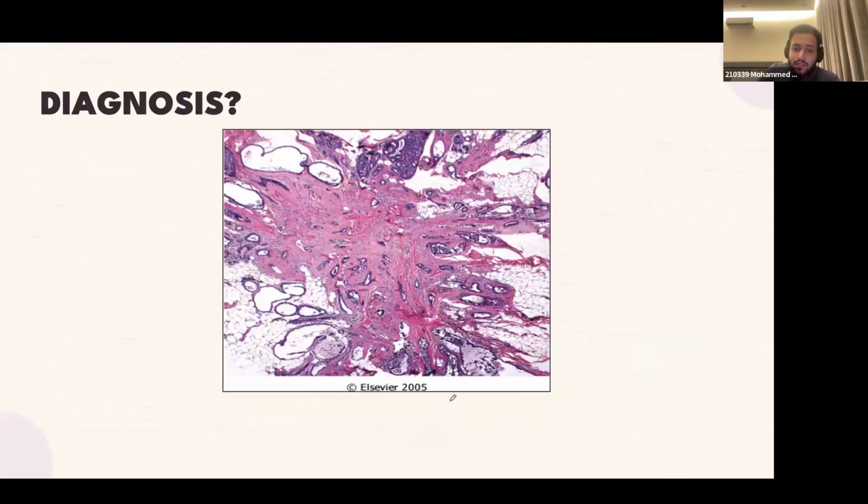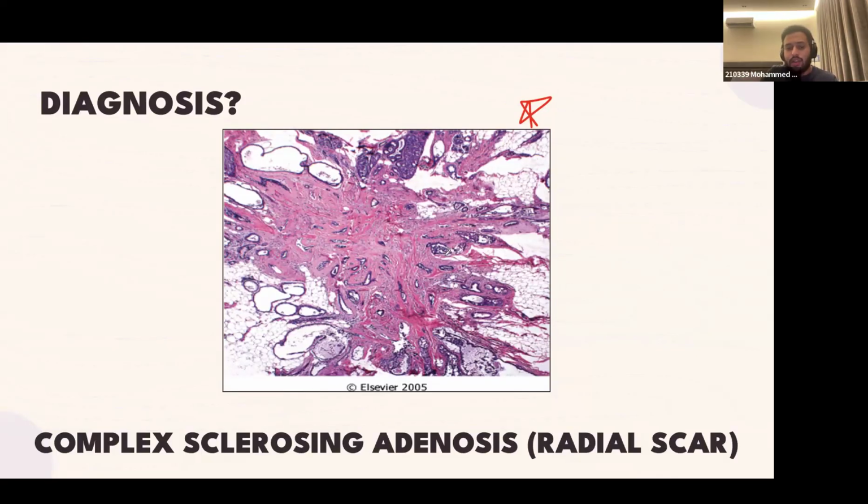More importantly is this image. This is a high-yield image. Radial scar, good. Again, it's basically sclerosing adenosis that became much worse, and you have a lot of extensive fibrosis occurring. So this is complex sclerosing adenosis with a radial scar. Memorize this image, very important. Again, the risk of malignancy is 1.5 to 2-fold.